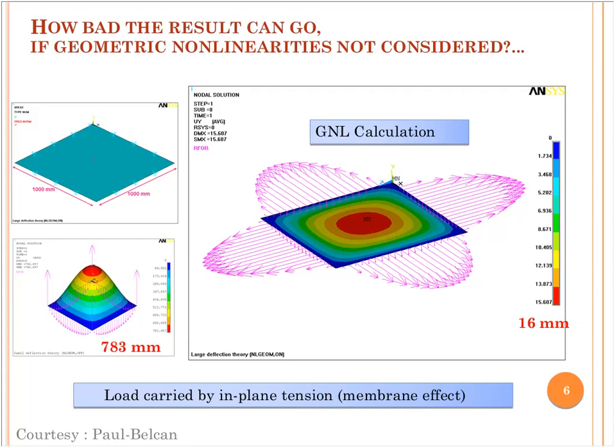When we activate a geometric nonlinear calculation, Ansys is going to give you a lateral deflection of around 16 mm. So a 3 mm thick steel plate of 1 meter in size deflecting 16 mm makes sense. We could feel that, okay, this looks realistic, rather than getting the deflection of around 783 mm, which is unrealistic. So the results you are going to see in the software could be largely different depending on whether you are doing a nonlinear analysis or you are not considering the nonlinear effect.